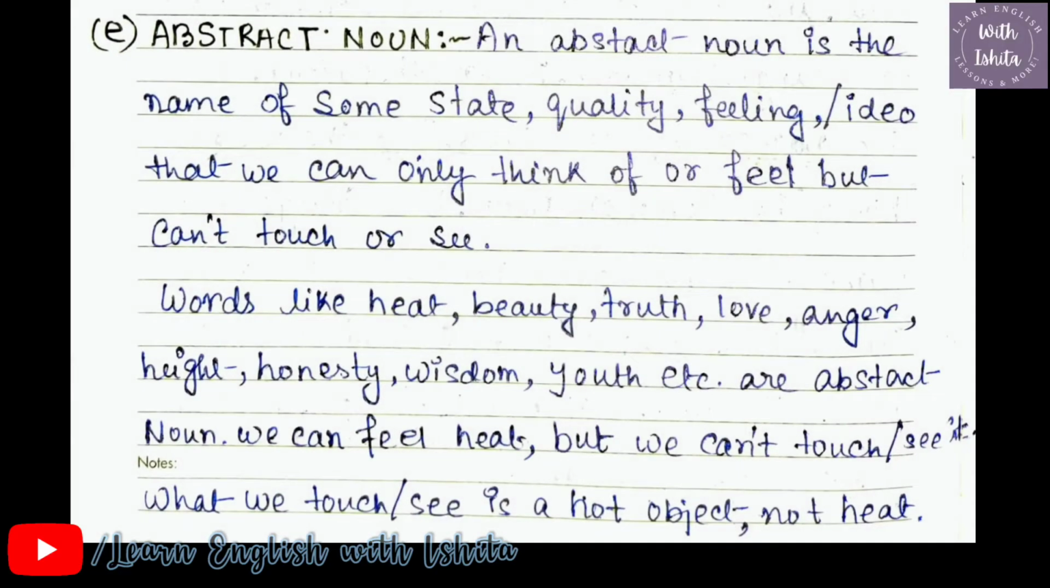Now let us talk about abstract noun. An abstract noun is the name of some state, quality, feeling, or idea that we can only think of or feel, but we can't touch or see. Words like hate, beauty, truth, love, anger, height, honesty, wisdom, youth, etc. are abstract nouns. What we touch or see is a hot object, not heat.